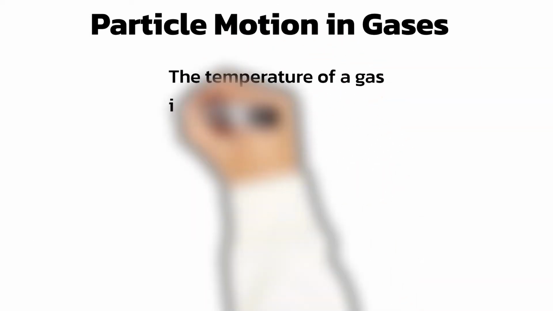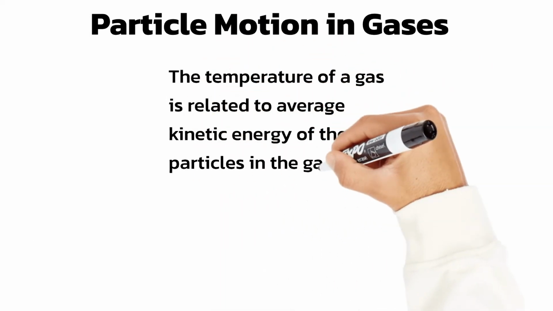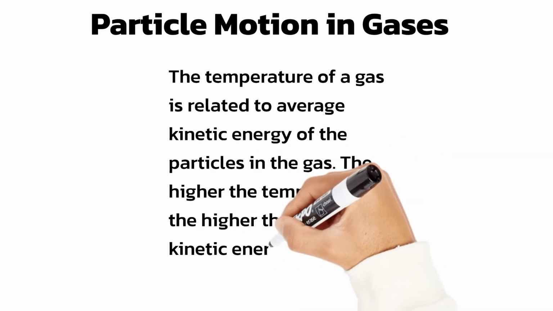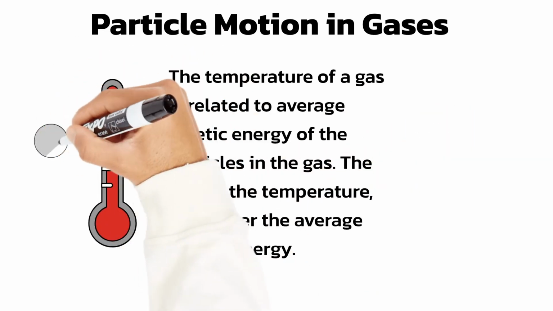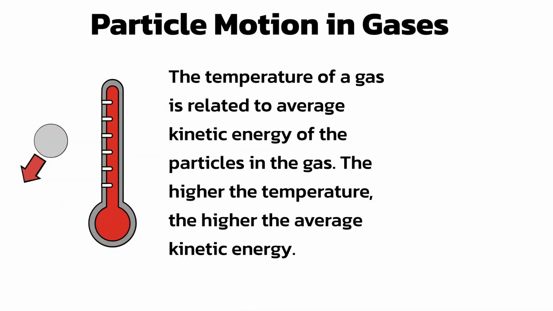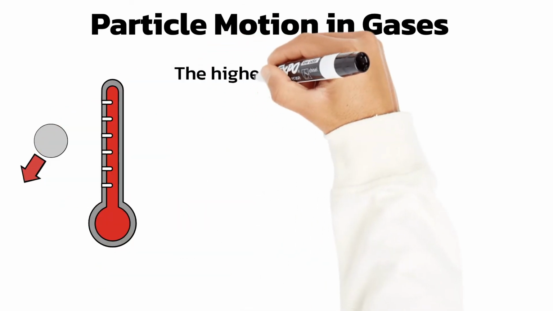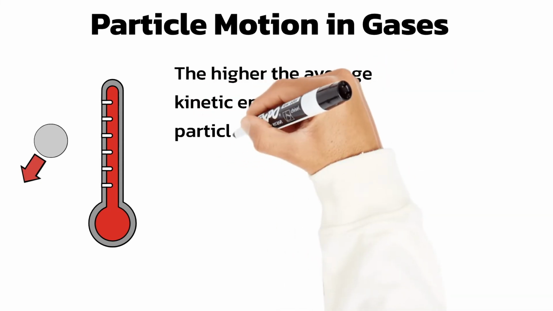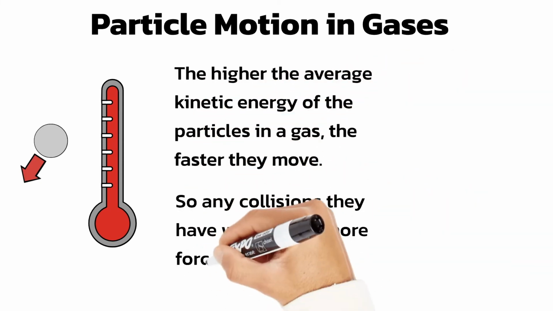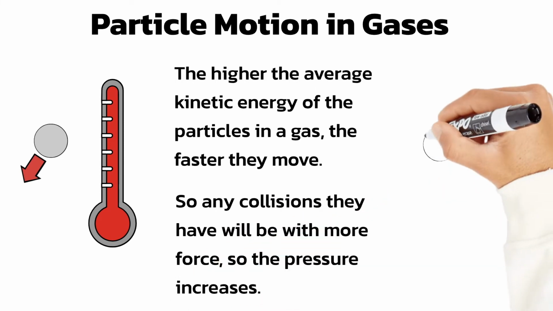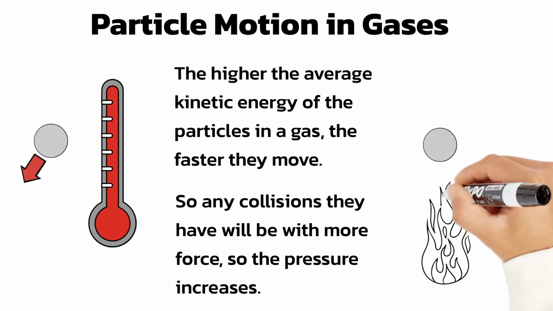If you're unsure, use the term they use in the question. The temperature of a gas is related to the average kinetic energy of the particles in the gas. The higher the temperature, the higher the average kinetic energy. And the higher the average kinetic energy of the particles in the gas, the faster they will be moving. So when you heat a gas, the particles will hit the sides of their container with more force, so the pressure increases.